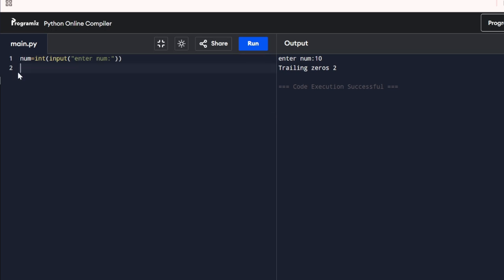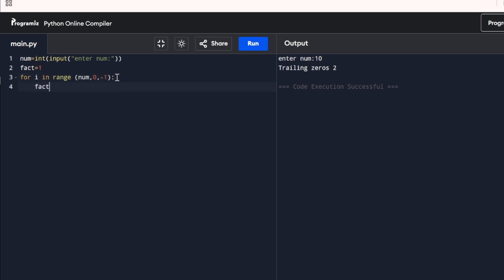We need to take the input as usual, and fact needs to be initialized to 1. And for i in range of num, 0, -1, this line explains that i is in the range of number, which starts with the number, and this minus 1 says that it is going downwards, backwards. If we take num equal to 5, then this makes the process move backward, like 5, 4, 3, 2, 1. So that's why this is used here.